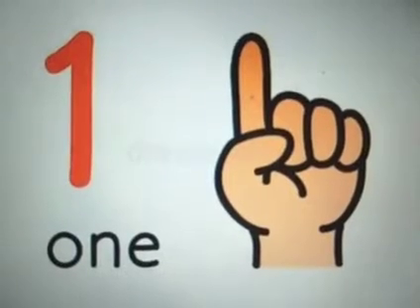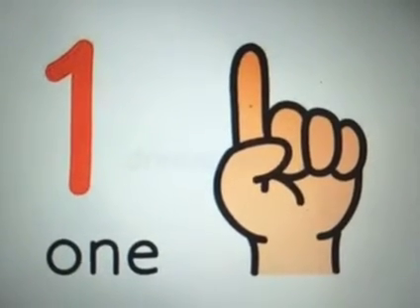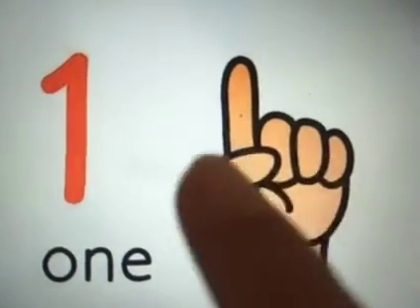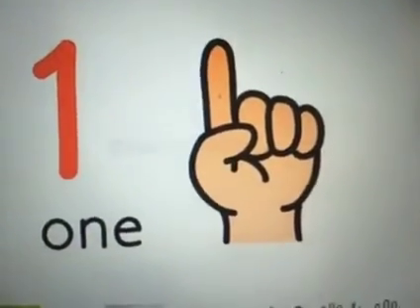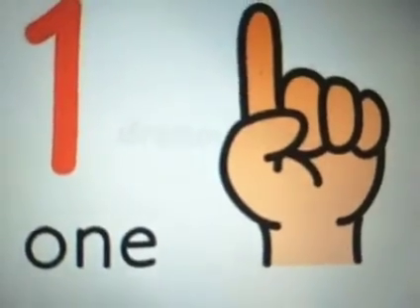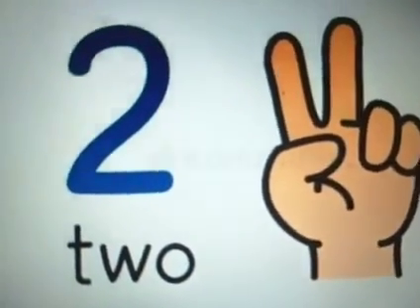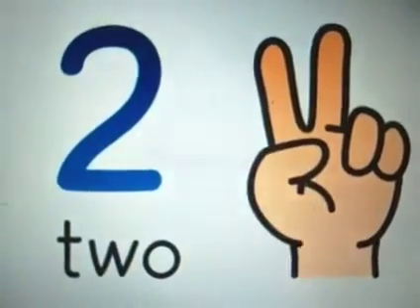Children, let's start by counting. Yes, so we begin counting from number 1. So how many fingers do you see here? One. Yes, let's go to the next one. What comes after 1? 2. Yes, so this is the numeral 2 and this is the value.